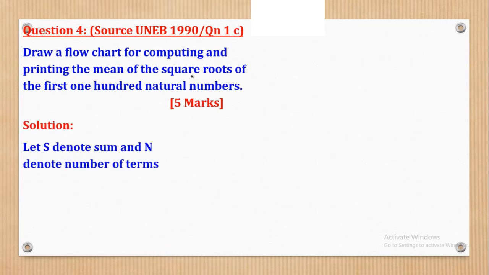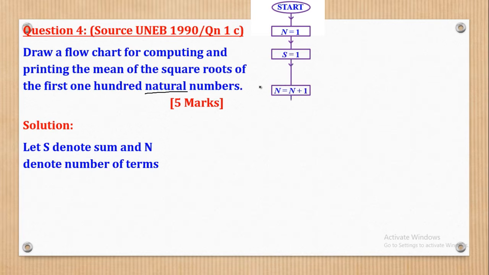So let S denote the sum and N denote the number of terms. So always start with the start, then go to the initial values. Now here they specified natural numbers. That's why you see here N equal to 1 and S equal to 1. Then increment N, get the new sum.